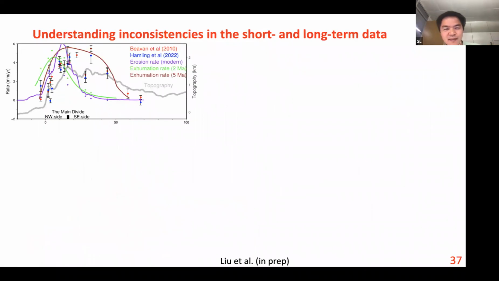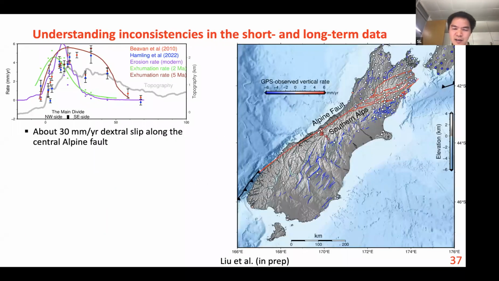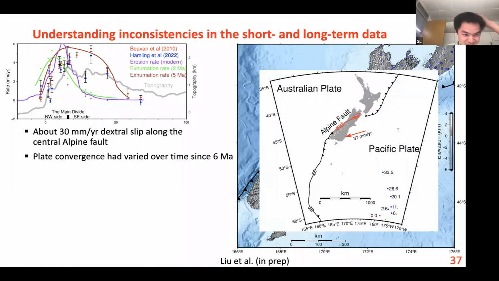So to understand such inconsistencies in the short-term and long-term data, we must remember that the Alpine fault and Southern Alps system is not stagnant, but is actively evolving. For example, the most important feature is that the Alpine fault has slipped at 30 millimeters per year for a few million years. And also the plate convergence has varied over time since 6 million years ago. You see the Euler pole of the relative plate motion.